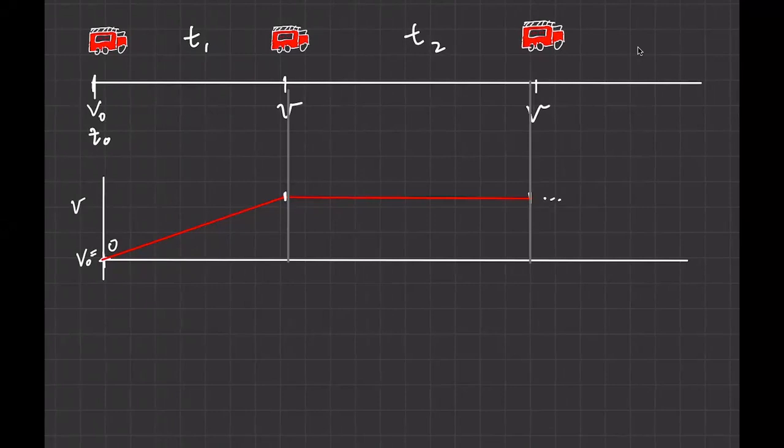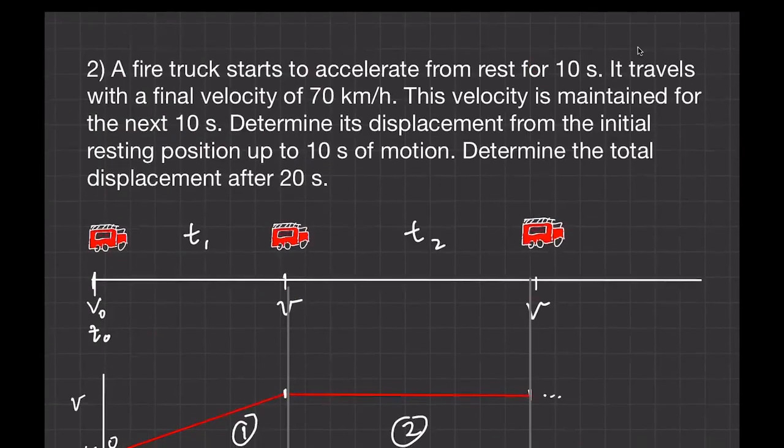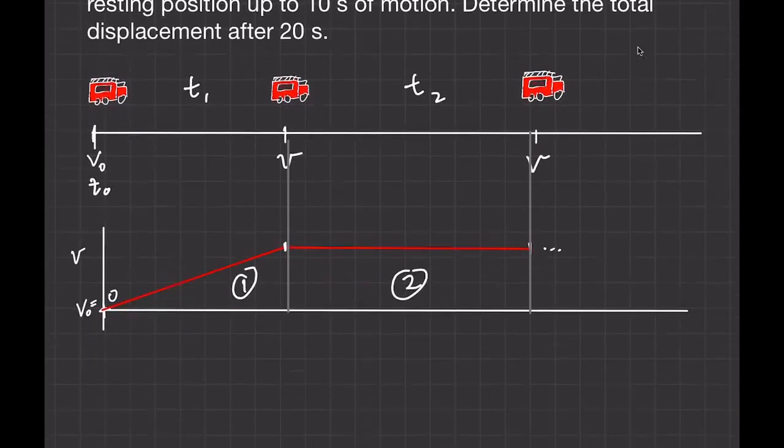Okay, we can just call it segment number one and segment number two. Segment number one is where the fire truck is accelerating. So as you can see, the velocity is increasing here. But here, velocity is constant in segment number two. So the question for this problem is, what is the total displacement?